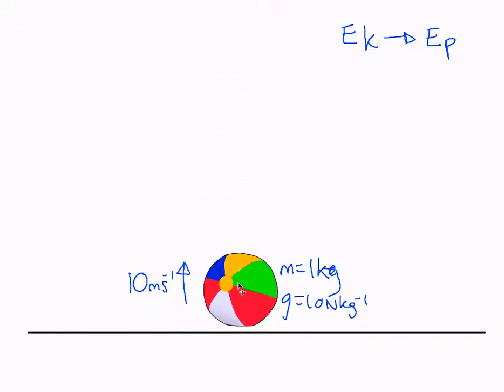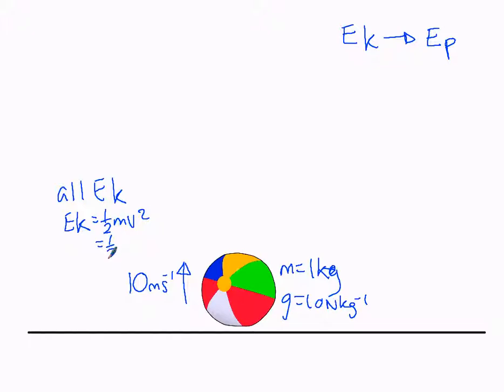So the first step, we know at the bottom here, so while it's there, it's all EK. So let's work out that total, because that total is important, it won't change. EK is a half mv squared, which is a half times 1 times 10 squared, and if you do that in your calculator, it works out at 50 joules. So 50 is what we've got to play with. That's the total amount of energy the ball will have during its journey up and down.